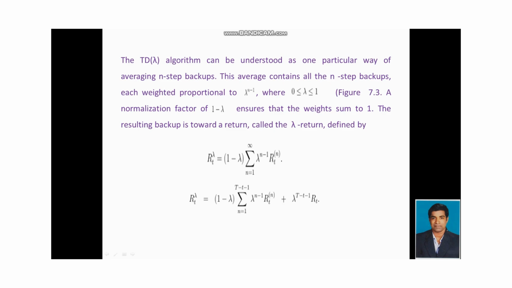normalization factor 1 minus lambda into summation of n equal to 1 to infinity lambda power n minus 1 into R_t^(n). This can be rewritten as R_t^lambda is equal to 1 minus lambda into summation of n equal to 1 to capital T minus small t minus 1, lambda power n minus 1 and R_t^(n), plus lambda power capital T minus small t minus 1 into R_t.